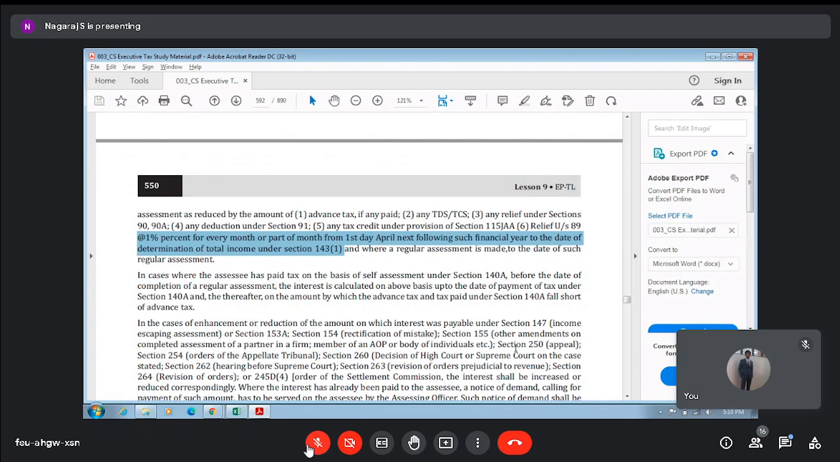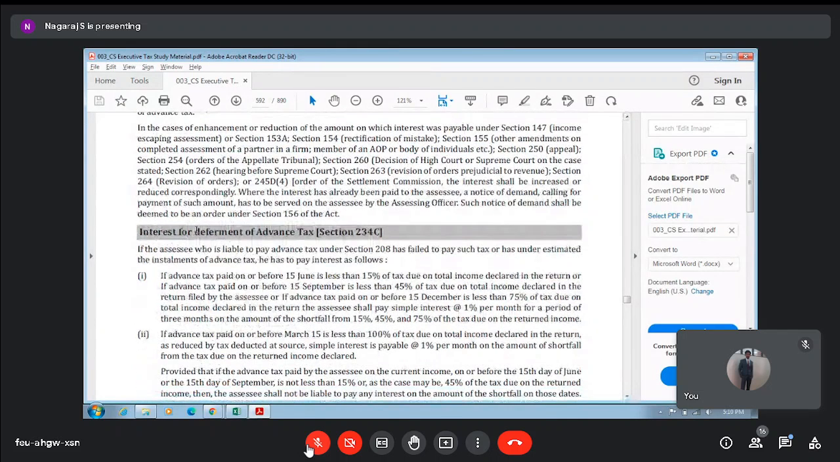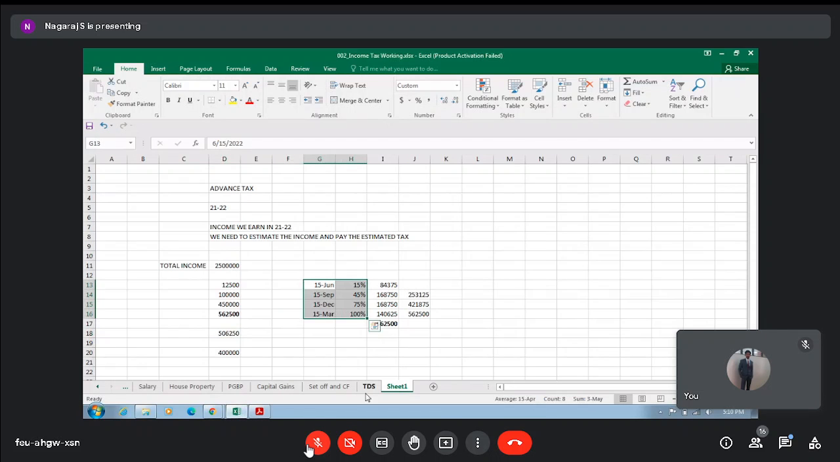Next comes 234C, deferment in the payment of advance tax. What is that? Deferment means you should have paid some percentages of advance tax, and you have not paid. Deferment means postponed, deferred. In that case, you will have to pay interest. I told you, please remember that slab. Which slab was I referring to? This slab. You will have to calculate the interest.